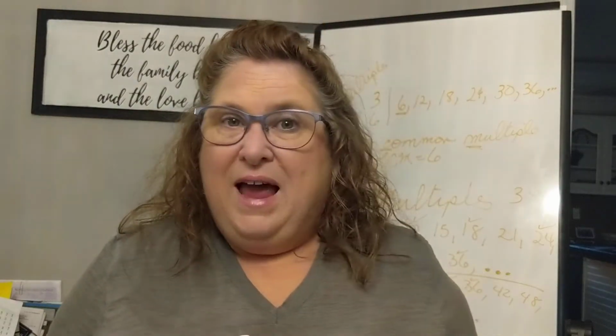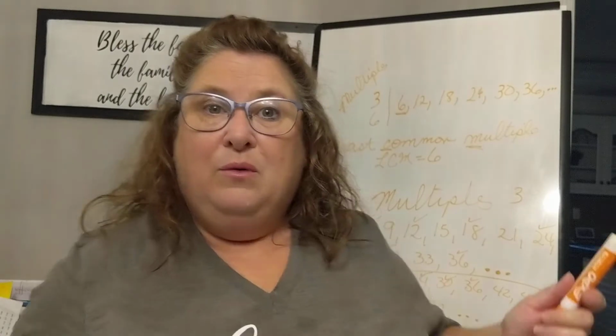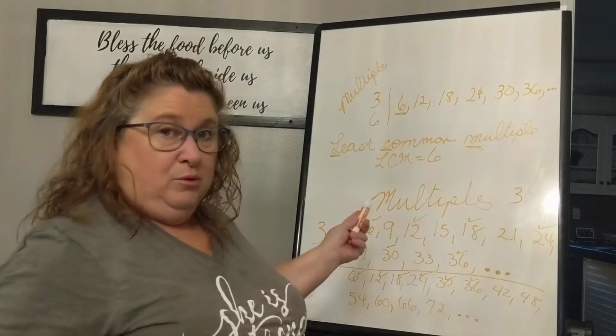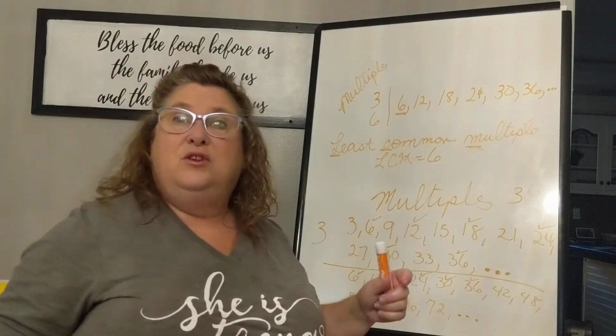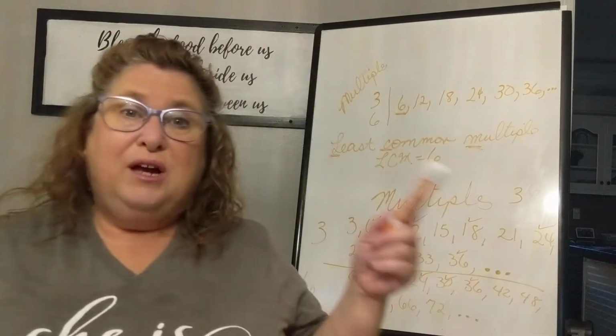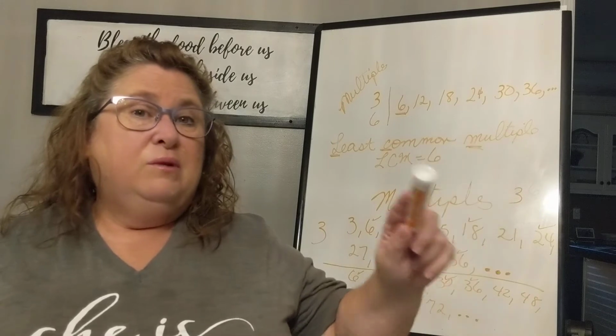Of course, when we found the least common factor, we were doing factors and not multiples, all right? So there is a difference. Factors are the numbers we multiply to get to the multiple. Like if I had 2 times 3 equals 6, 2 and 3 would be my factors.